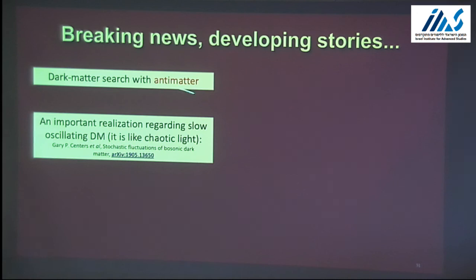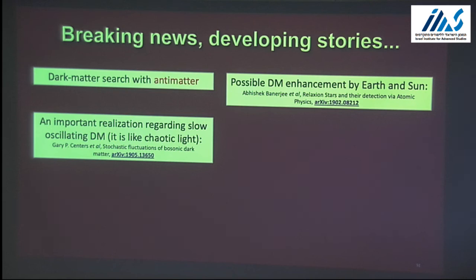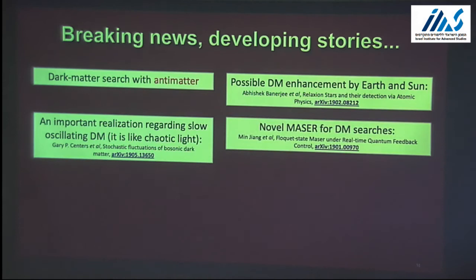We also discussed what we think is an important realization regarding slowly oscillating dark matter, which is in some ways analogous to chaotic light. You have to think about it when you set experimental limits, because you can do an experiment and not measure anything, not because dark matter is not there, but because you are looking when it's dark, at a bad time. There is also a possible enhancement of the density of dark matter due to the Earth and the Sun. This is Abhishek's work. I did not talk about it, but this is ongoing.